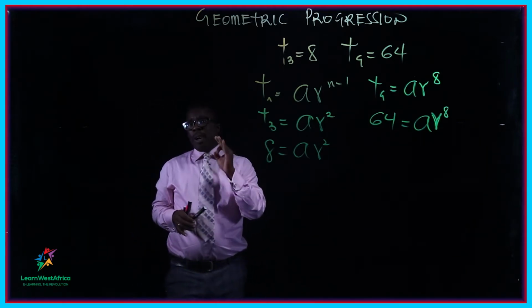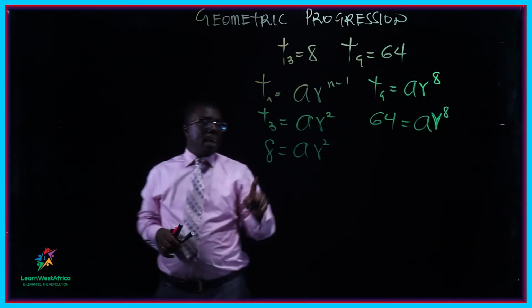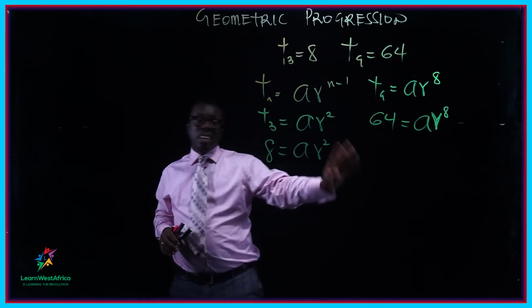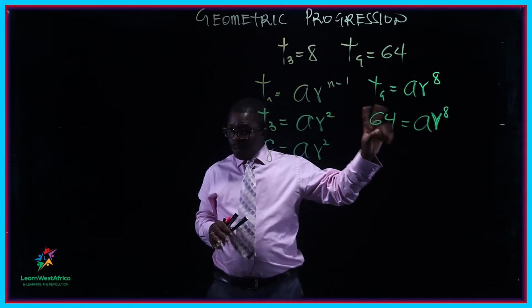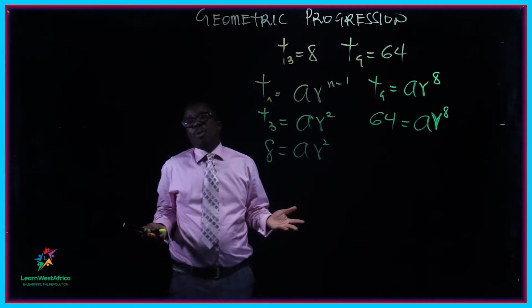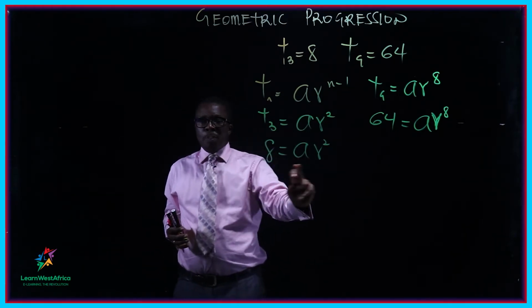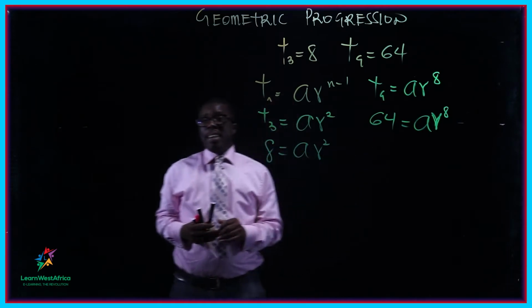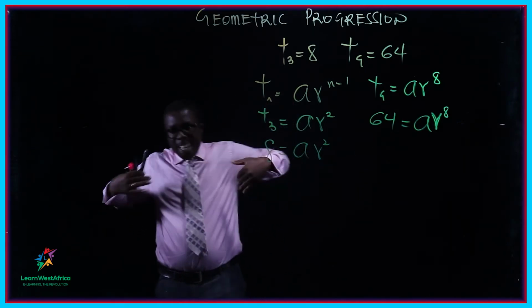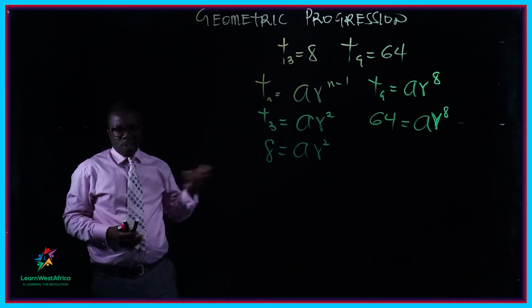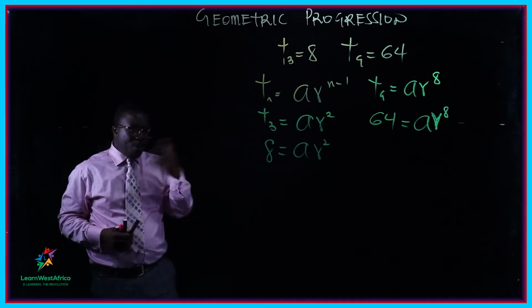All right, so let's see. The question says that we should find our common ratio and our first term. 8 is equal to AR squared. We'll see that clearly. 64 is equal to AR raised to the power 8. So what do we do? You realize that here they are multiplied, there they are multiplied. So the only way you can take away the multiplication is to divide. That's the algebraic approach. You divide.